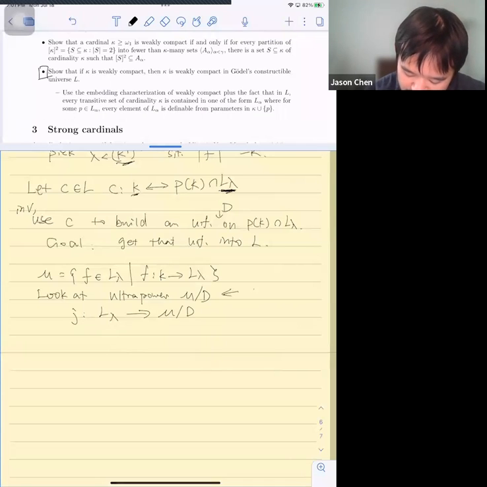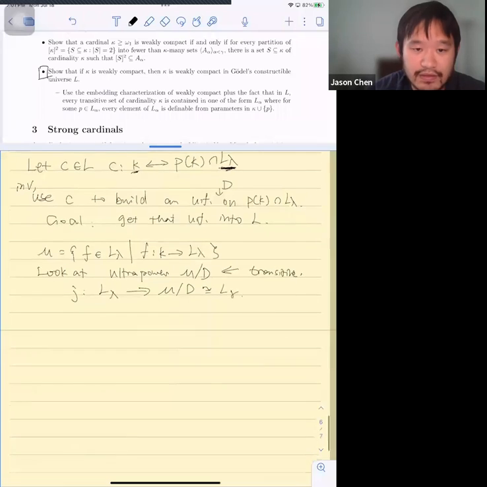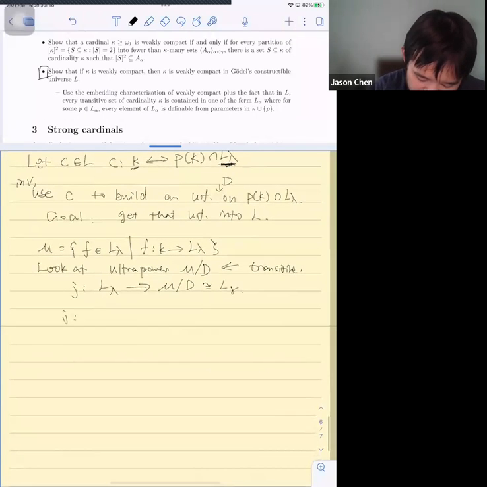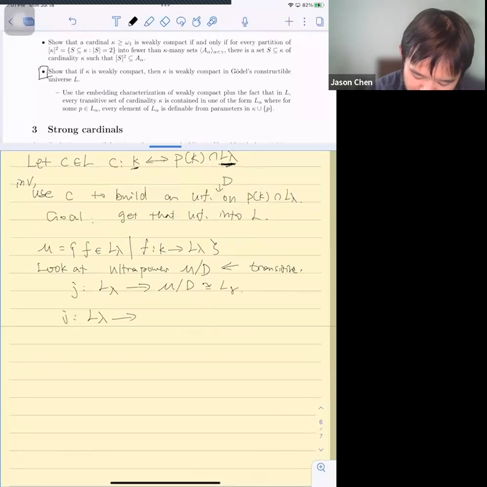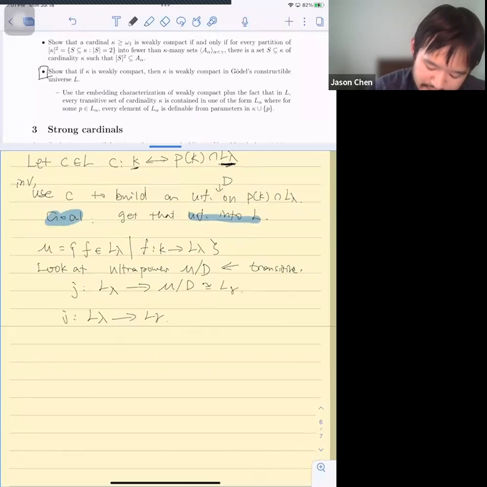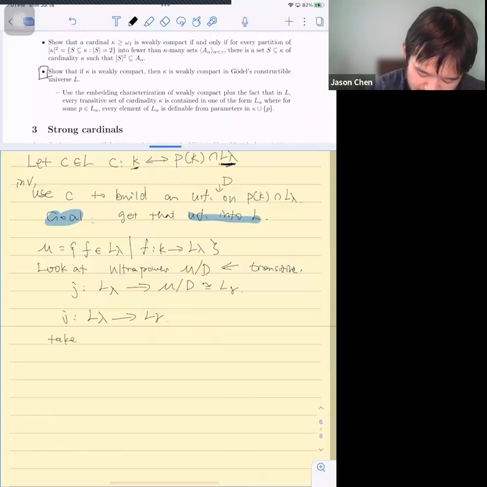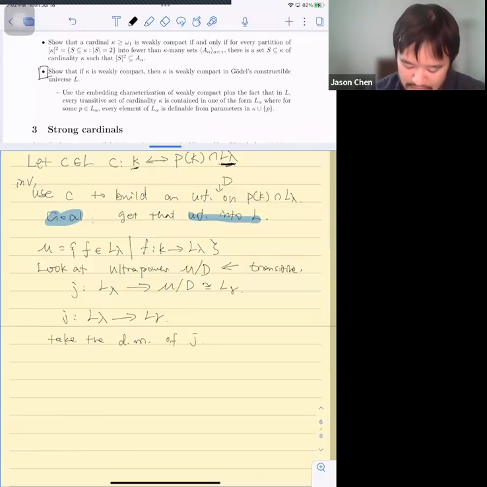And then you also want to check that this is transitive. This could be collapsed into a transitive structure, right? So this is actually isomorphic to some L gamma. So then this j is actually an elementary embedding going from some L lambda to some L gamma. And remember our goal is to get the ultrafilter into L. So you just take the derived measure of j and then check.